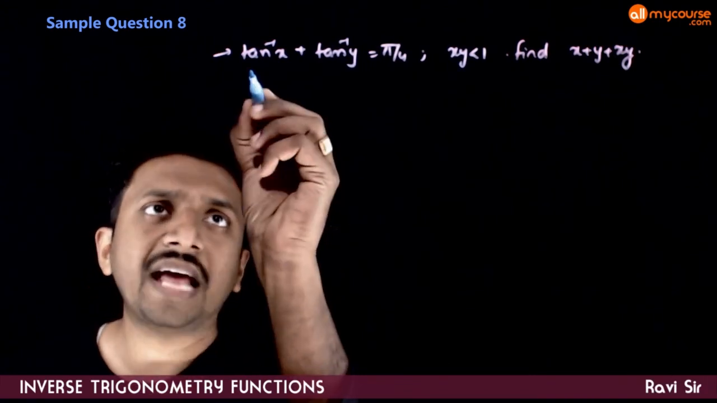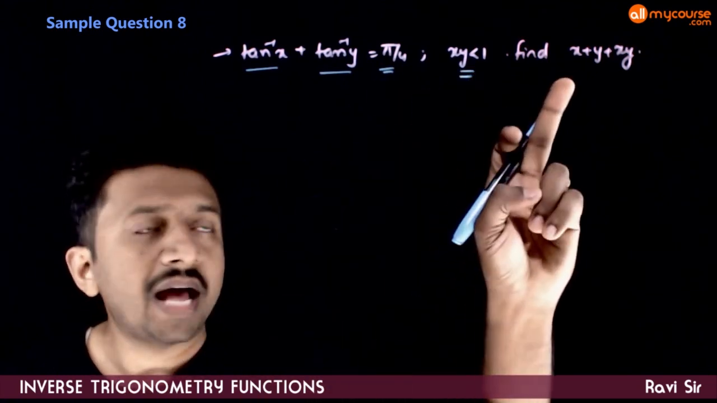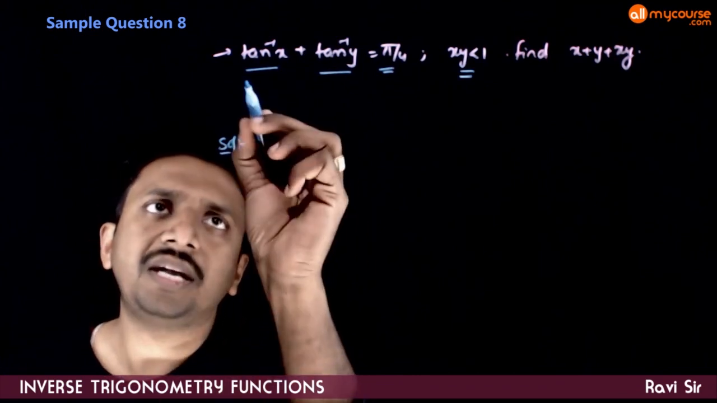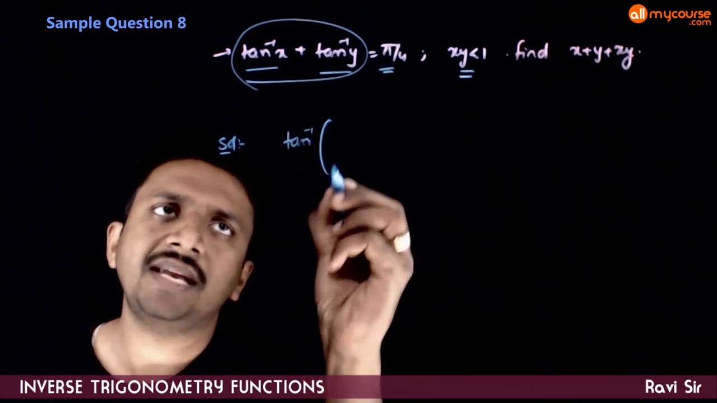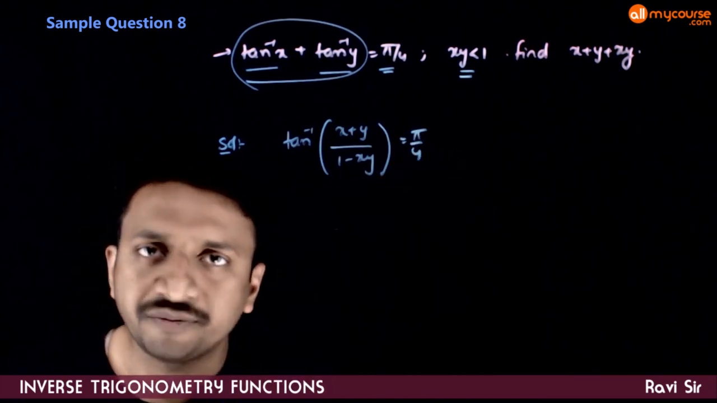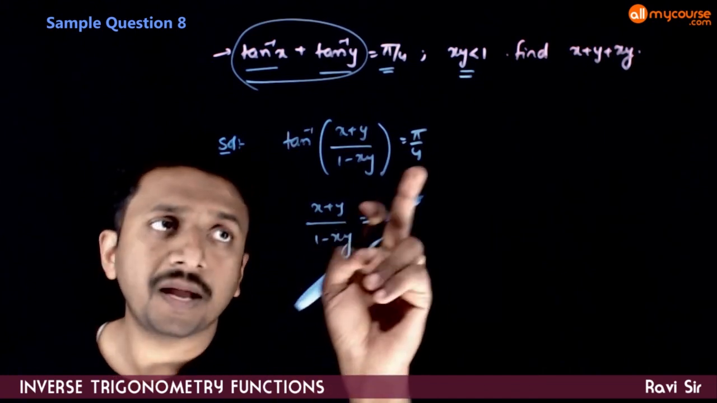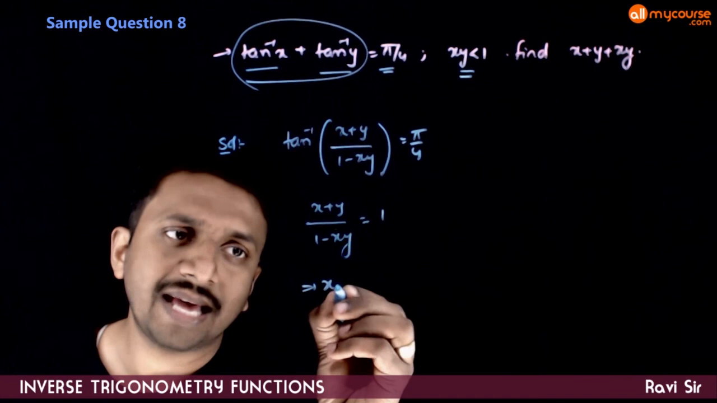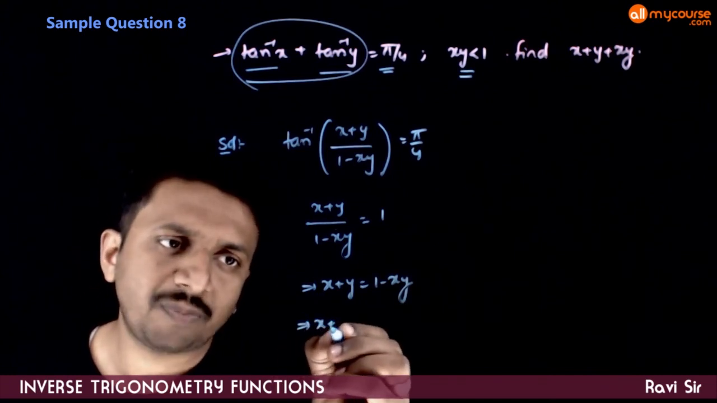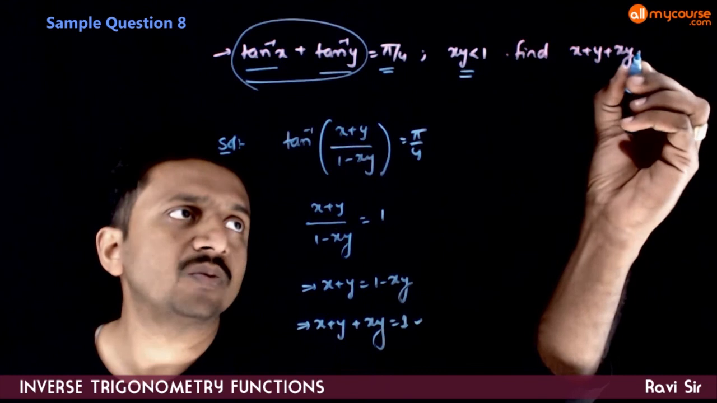In this question, you're given that tan inverse x plus tan inverse y is equal to pi by 4 and xy is less than 1. And you're asked to find the value of x plus y plus xy. So a very straightforward question. Tan inverse x plus tan inverse y is nothing but tan inverse of (x plus y) by (1 minus xy). So this is equal to pi by 4. Apply tan on both sides. So you get (x plus y) by (1 minus xy) is equal to tan pi by 4, which is 1. This implies x plus y is equal to 1 minus xy. So if you bring xy onto this side, x plus y plus xy is equal to 1. So the value of x plus y plus xy is 1.